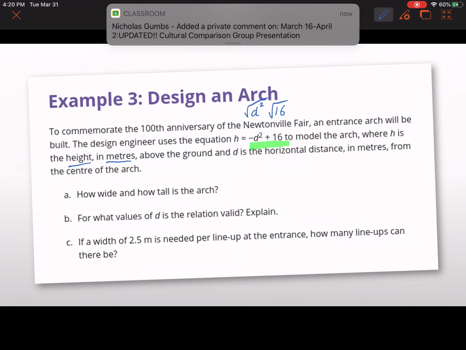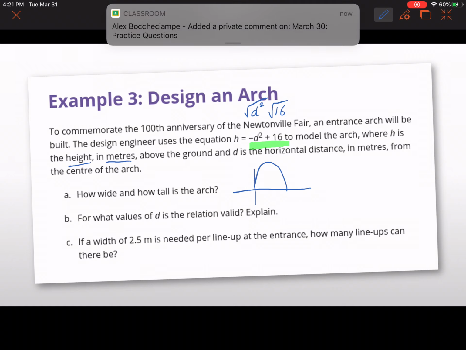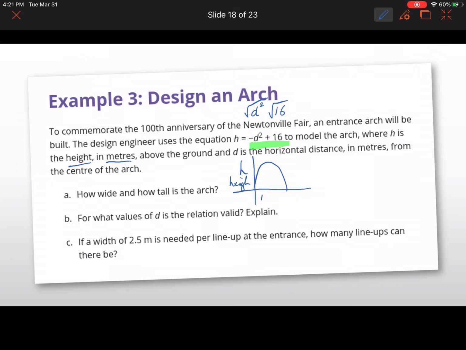All right, a few different pieces of information there. How wide and how tall is the arch? So we want to know, we've got an arch. We know that h is height, so h is always going to be there. d is distance. So what we're really looking for as far as how wide, we're looking for the 2 x-intercepts. How high? We're looking for that vertex.